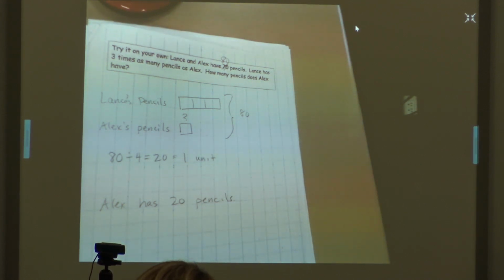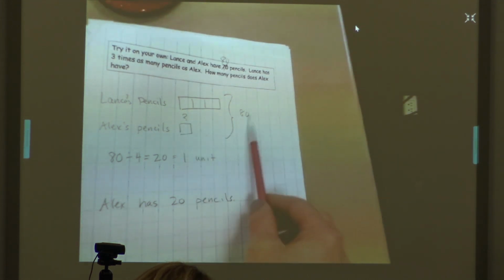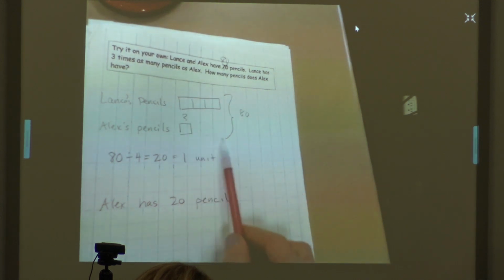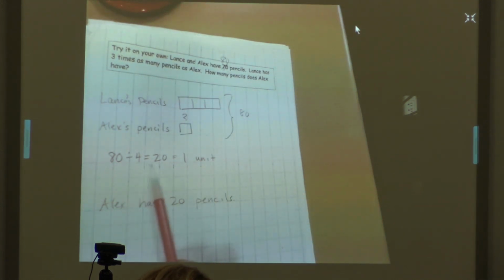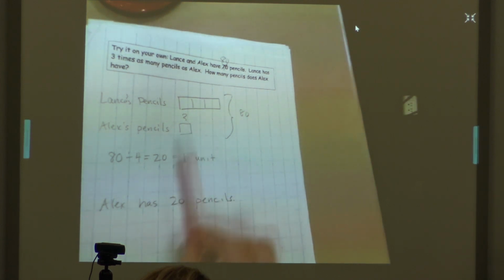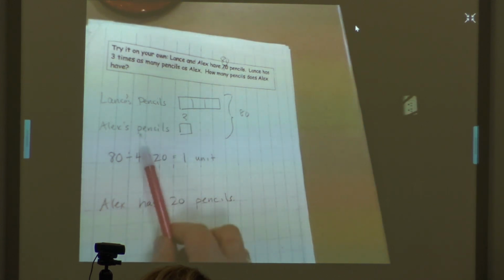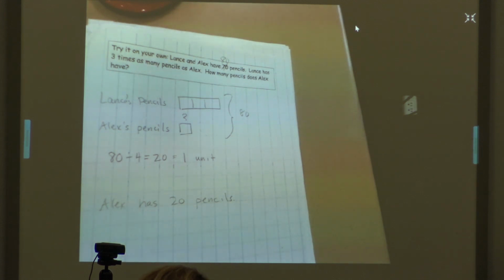80 pencils. And then I need to figure out what 1 unit is, assuming that all 4 units equals 80, each unit is equal to each other. So I do 80 divided by 4 equals 20, and that's the 1 unit. And because I'm only looking at Alex, who only has 1 unit, Alex has 20 pencils. Right? All right, any questions?